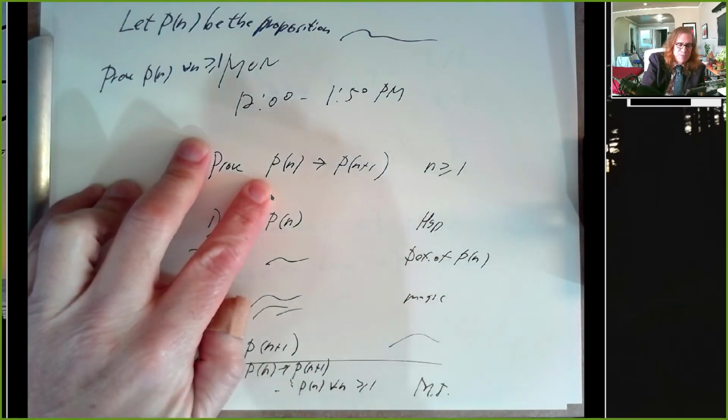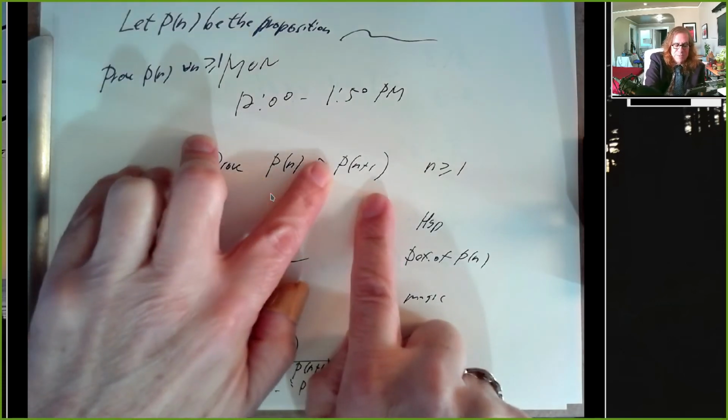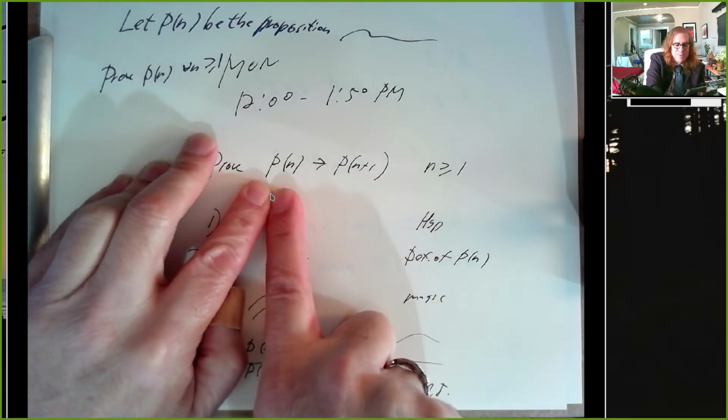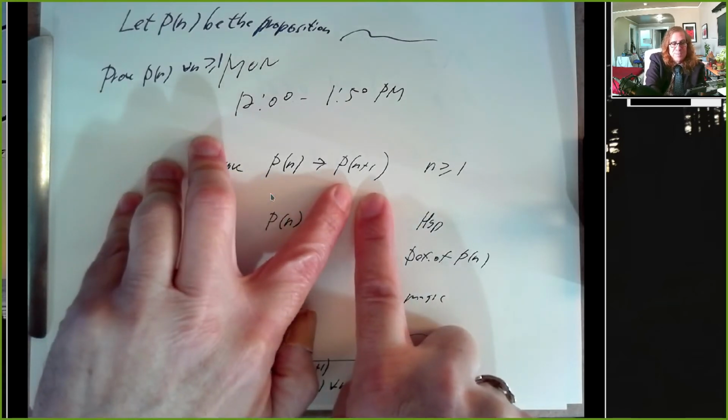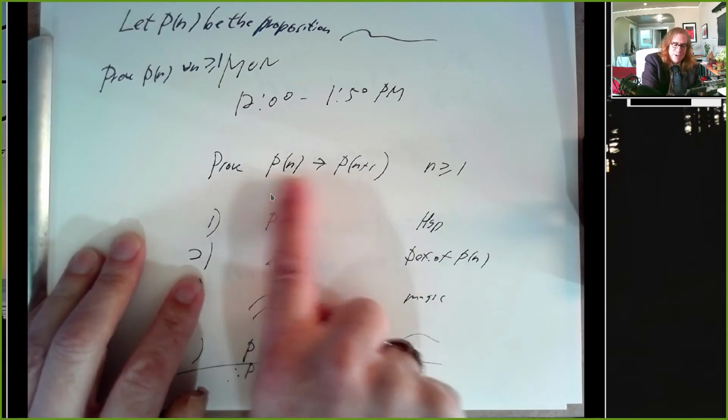Right? Now we're not proving that P of n is true. We're not proving that P of n plus 1 is true for all n. We're proving one very, very narrow thing, which is if we assume P of n is true, we can prove P of n plus 1 is true. So make sure that's exactly what you're trying to prove.